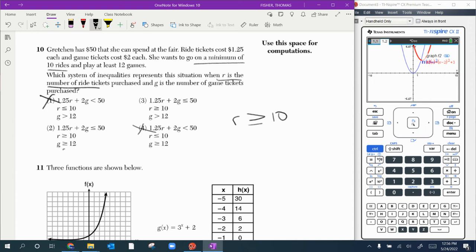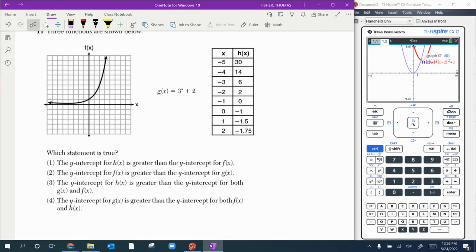It's got to be 2 or it's got to be 3, which is great. And you'll notice here that G is different in both of them. So if we just check G, we're done. So G is the number of games. So the games are at least 12 games here. So at least 12 games would be G is greater than or equal to 12, because at least can be included. That's why it's choice 2.